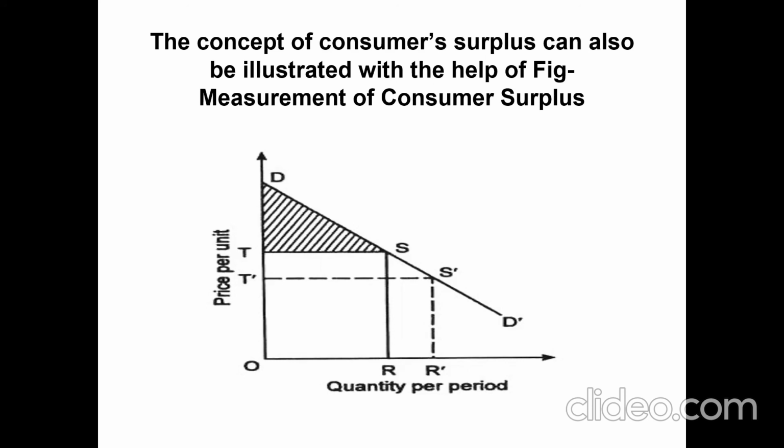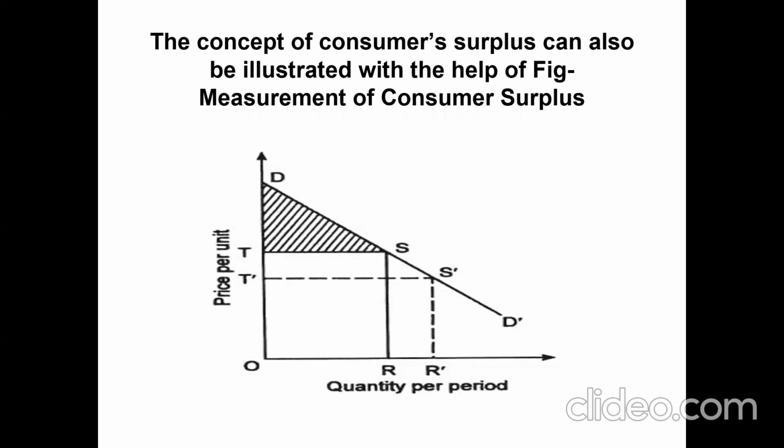Now, but he spends only ORST. He's spending only ORST amount of money. So his surplus satisfaction is DTS, the difference. That is the shaded area. Can you see the shaded area? If the price falls to R dash S dash, he would buy OR dash, and his surplus would increase. So whatever we have studied in the shoes example is shown in the graphical example and nothing else. Okay. So the consumer surplus is measured by the area under the demand curve but above the market price.